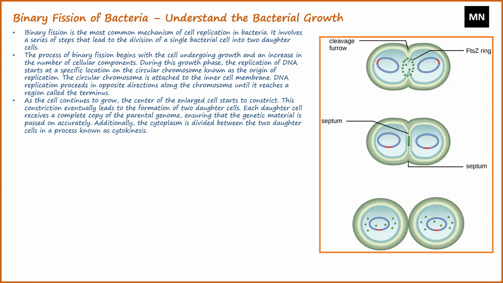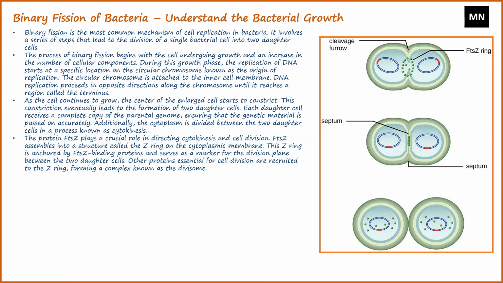As the cell continues to grow, the center of the enlarged cell starts to constrict. This constriction eventually leads to the formation of two daughter cells. Each daughter cell receives a complete copy of the parental genome, ensuring that the genetic material is passed on accurately. Additionally, the cytoplasm is divided between the two daughter cells in a process known as cytokinesis. The protein FtsZ plays a crucial role in directing cytokinesis and cell division. FtsZ assembles into a structure called the Z ring on the cytoplasmic membrane.